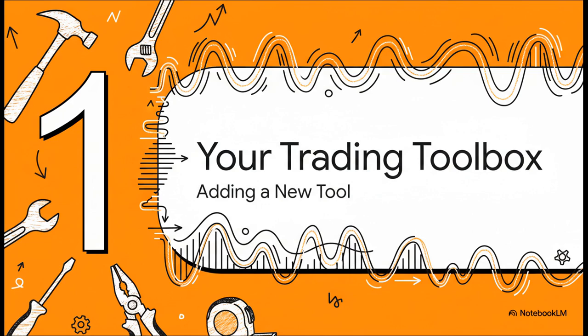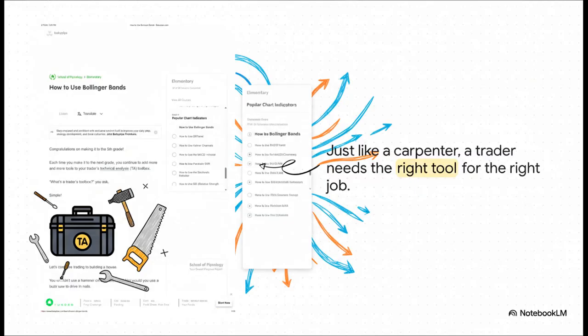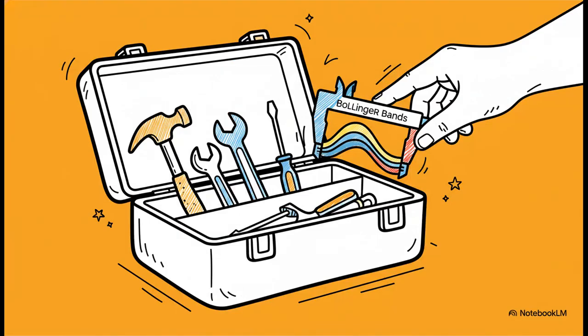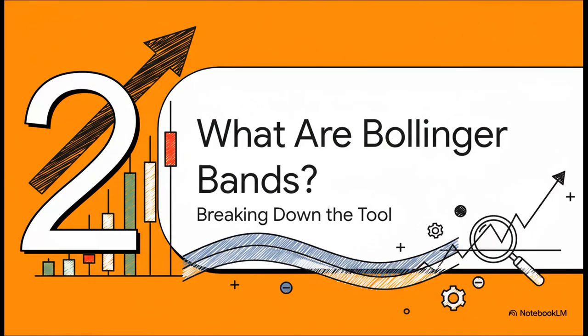I want you to think of every technical indicator you learn as a brand new tool for your trading toolbox. I mean, it's just like a carpenter, right? You're not going to use a hammer to saw a piece of wood, and in trading, it's the same deal. Different tools are best for different market situations. So, the more tools you have in that box, the better you're going to be at adapting to whatever the market throws at you. And our goal today is to add a really cool specialized tool to your collection, Bollinger Bands. Okay, so let's dive in.